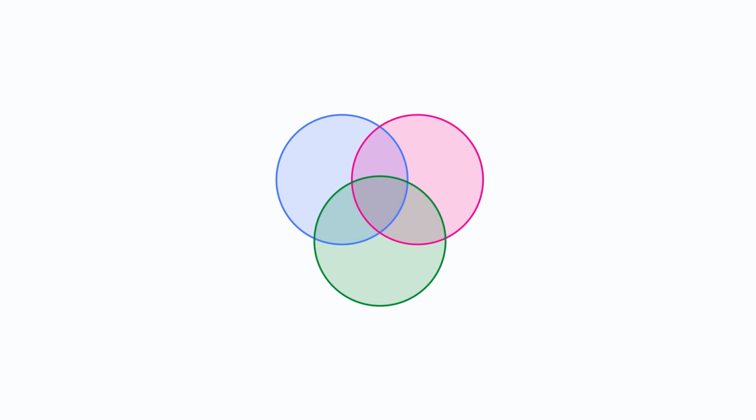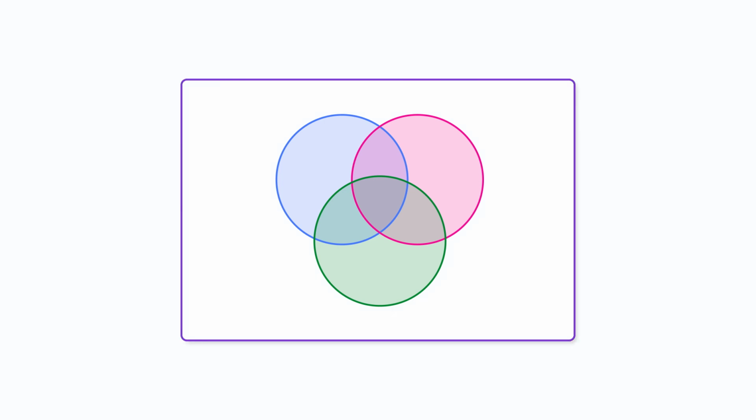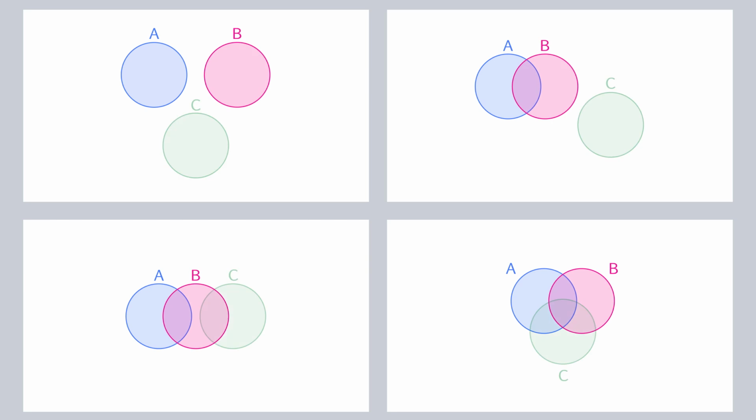The three sets can also be subsets of a universal set. In that case, the three circles are enclosed by a rectangle. The rectangle represents the universal set. Let's start with three sets, A, B, and C. A Venn diagram representing the sets A, B, and C will look like one of these four diagrams.